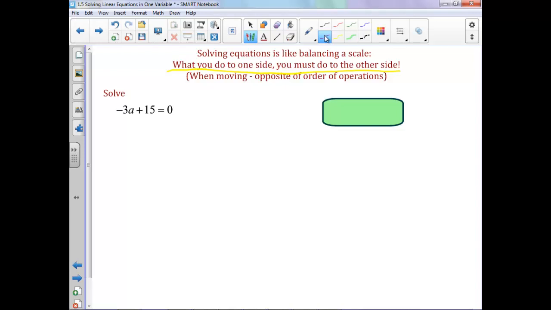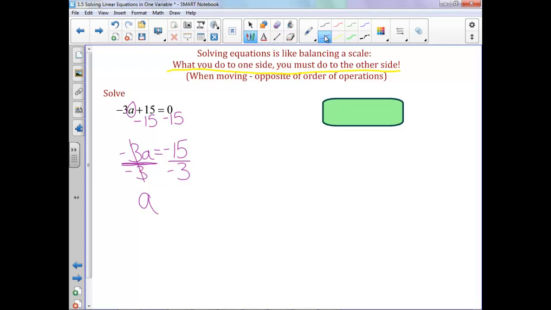So we want to go ahead and subtract 15 from both sides, because our goal is to get this a by itself, so we need to move things away from it. So -3a equals 0 minus 15 is -15. Now between this -3 and a, we've got multiplication. Opposite of multiplication is division. So we'll divide by -3.